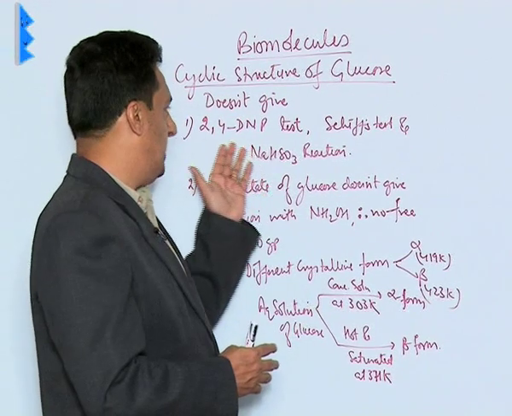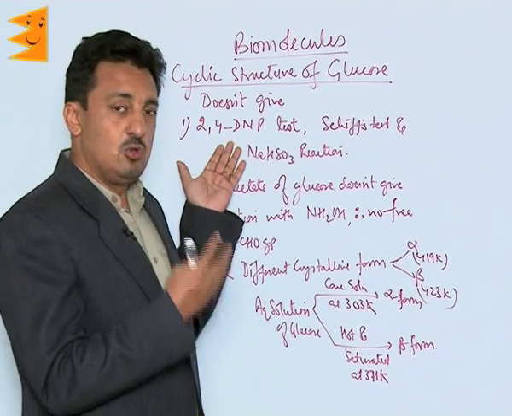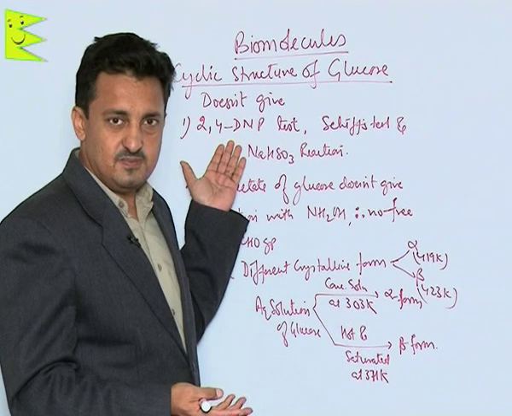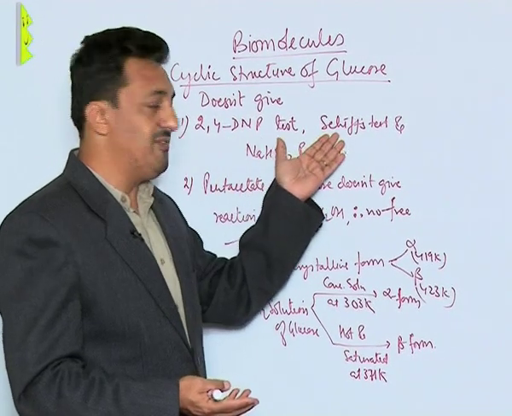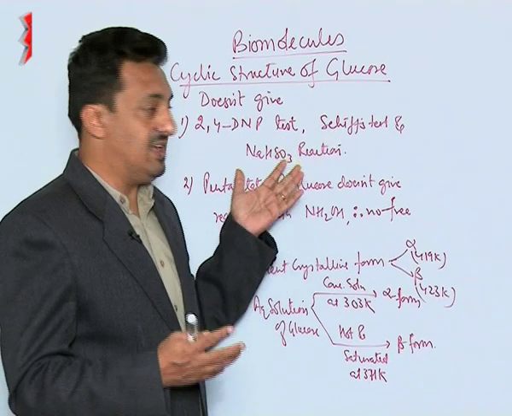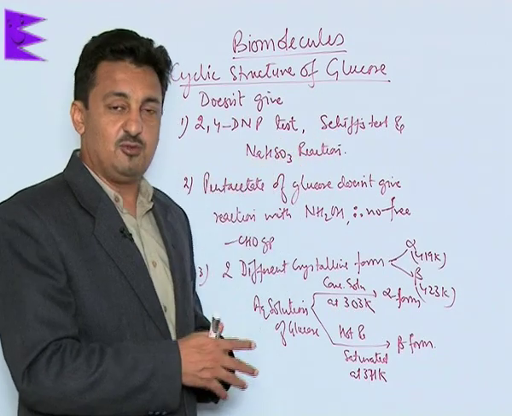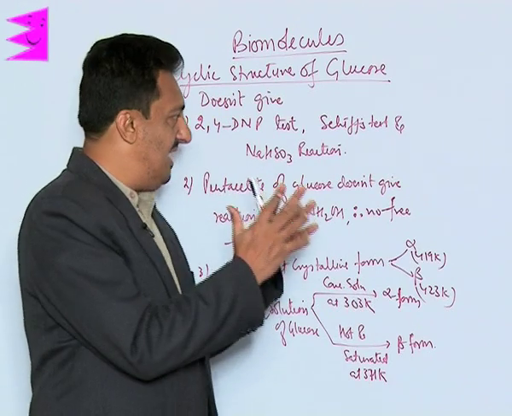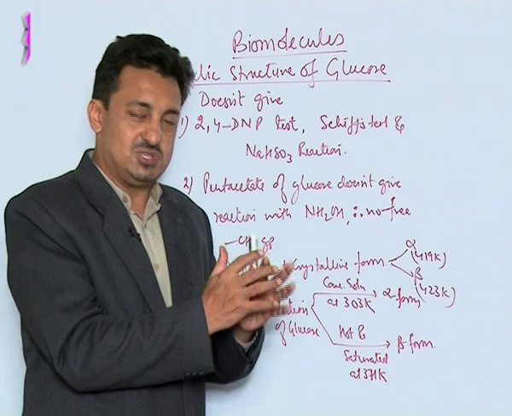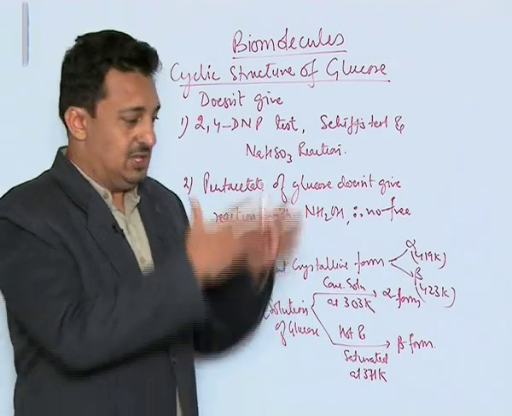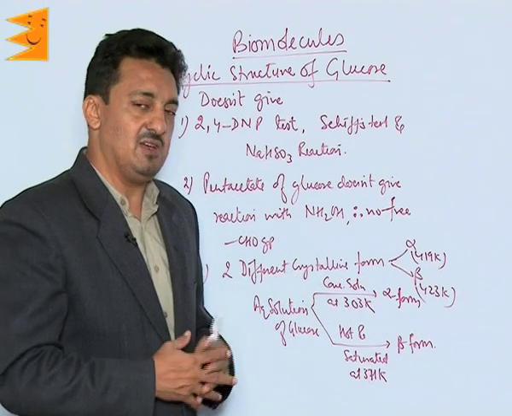Like the first one, glucose doesn't give the 2,4-DNP, 2,4-dinitrophenyl hydrazine test. It doesn't give Schiff's test, which is again a characteristic test of the aldehyde group, and it doesn't react with sodium bisulfite to form the hydrogen sulfite compound. The absence of these reactions shows that it doesn't have a free aldehyde group, whereas the open chain structure shows it has a free aldehyde group.